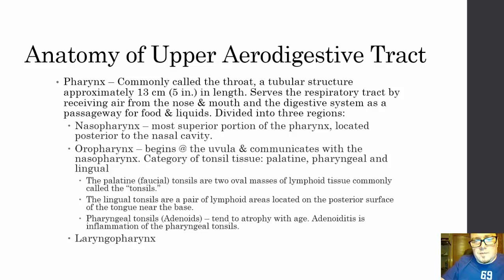The pharynx is commonly called your throat, averages about 5 inches in length, and it serves the respiratory tract by receiving air from your nose and mouth, and is a passageway for your food and fluids. So it's divided into the 3 regions listed on the slide.